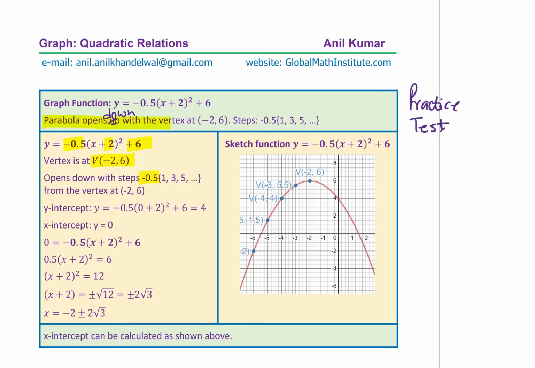With the vertex at minus 2, 6, and the steps minus 0.5. Minus means it is going to go down, right? 1, 3, 5, 7. As you can clearly see, there we go. We have a graph here which indicates these steps. And of course, once you do one side, you could do the other side also, or using the properties of symmetry, you can get the points on the other side, correct? Once you have connected them, then your graph is there.